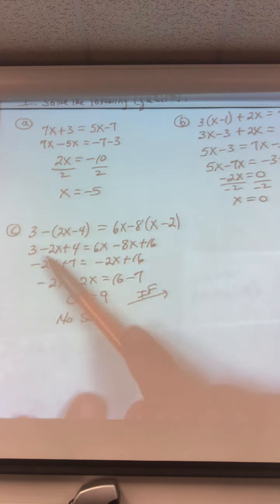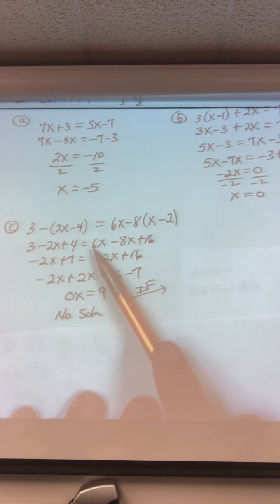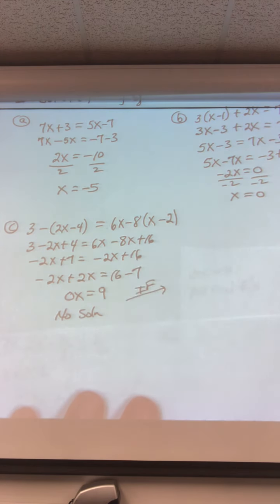Now the left side, bring down the negative 2x. And then 3 plus 4 is plus 7. On the right side, 6x minus 8x is negative 2x. Bring down the plus 16. Now you get your x's on one side, and get your numbers on the other.